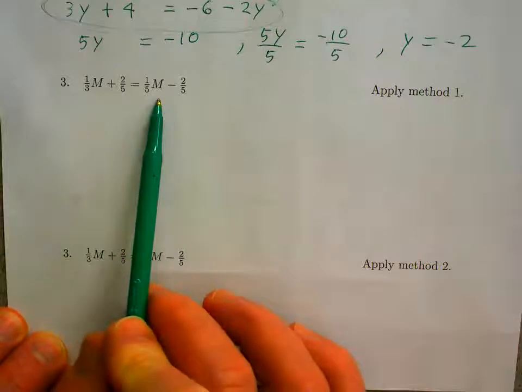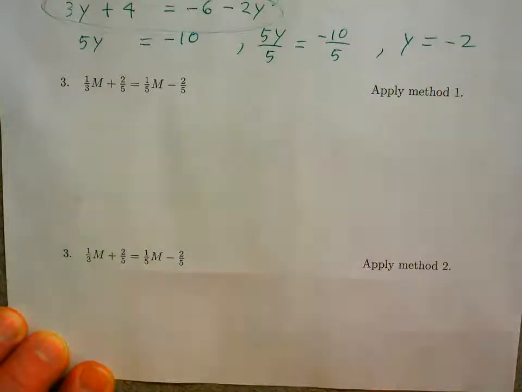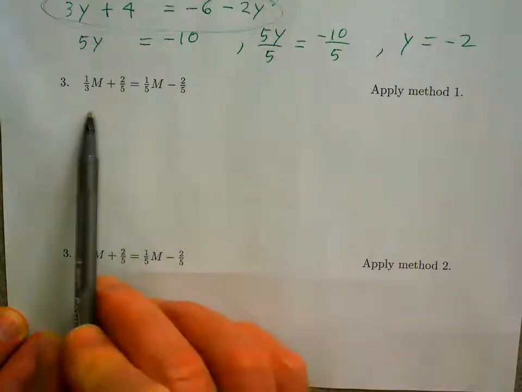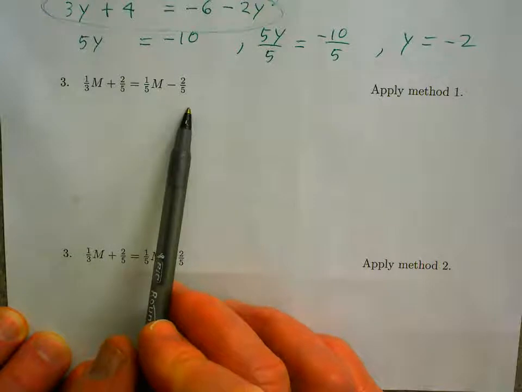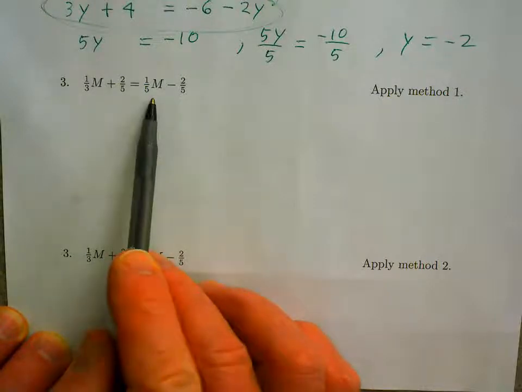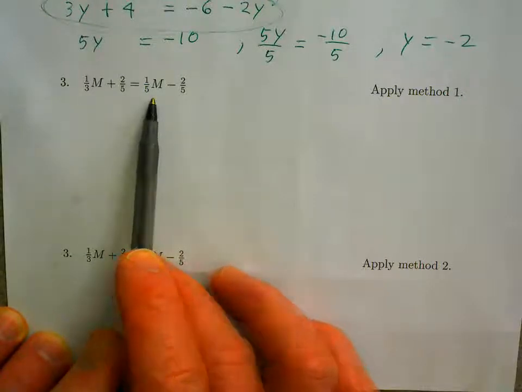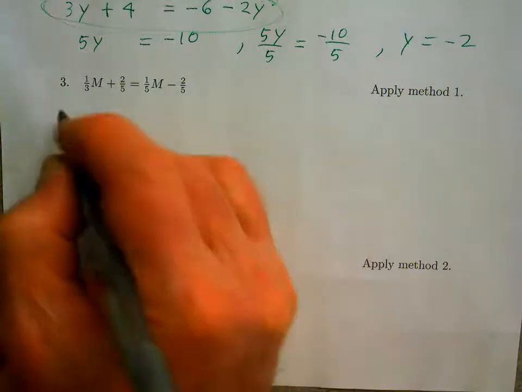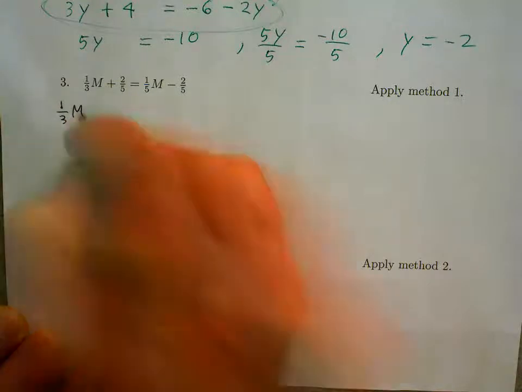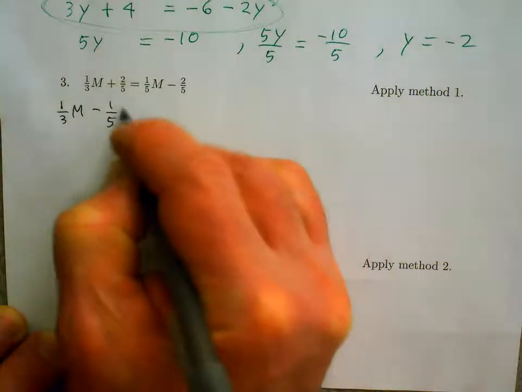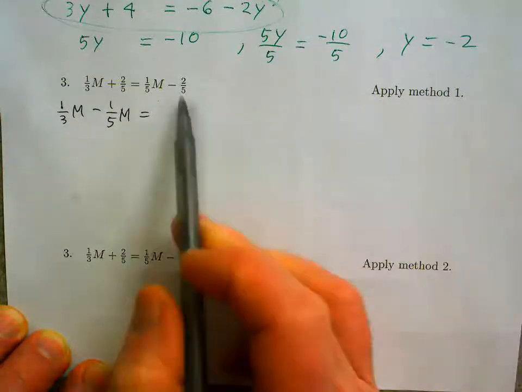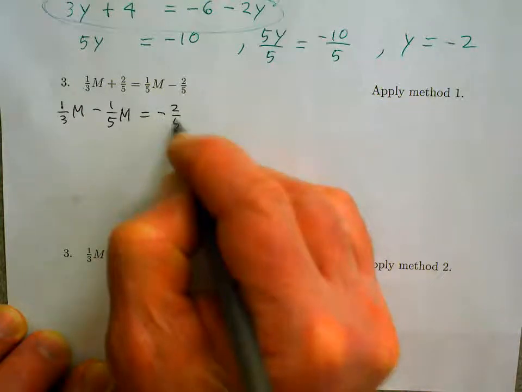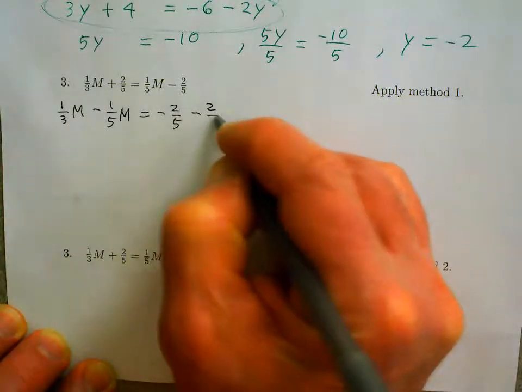Okay, so on this one, we subtract. We want to get all of the terms with m on one side and all of the constant terms on the other. So we'll subtract 1/5 m from both sides, and we'll also subtract 2/5 from both sides. So 1/3 m, and then minus 1/5 m. On the right-hand side, we already have negative 2/5, and we're going to subtract 2/5 from it.